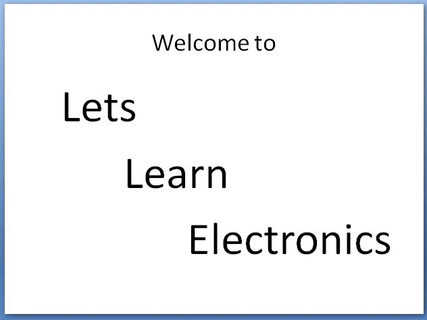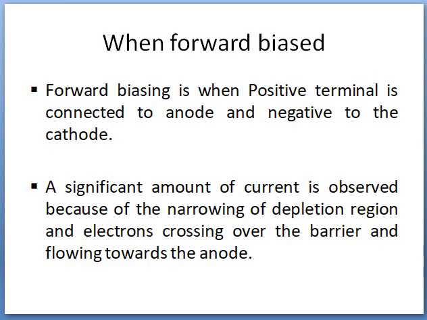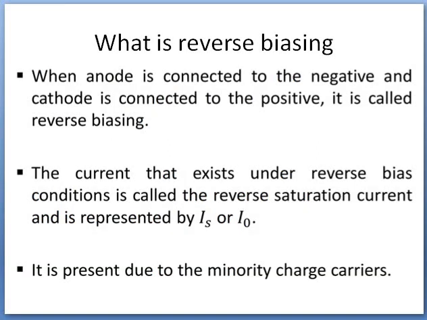In our previous video, we discussed how P and N regions are formed and how they are combined together to make a diode. That diode is connected to a battery. There are two possible connections, forward biasing and reverse biasing. When we try to forward bias the diode, we connect the anode to the positive terminal and the cathode to the negative terminal. Under such conditions, a significant amount of current is observed. Ideally, the diode is supposed to be a short circuit, but practically some resistance is there, but a significant amount of current is observed. When the connections are interchanged, it is called reverse biasing.